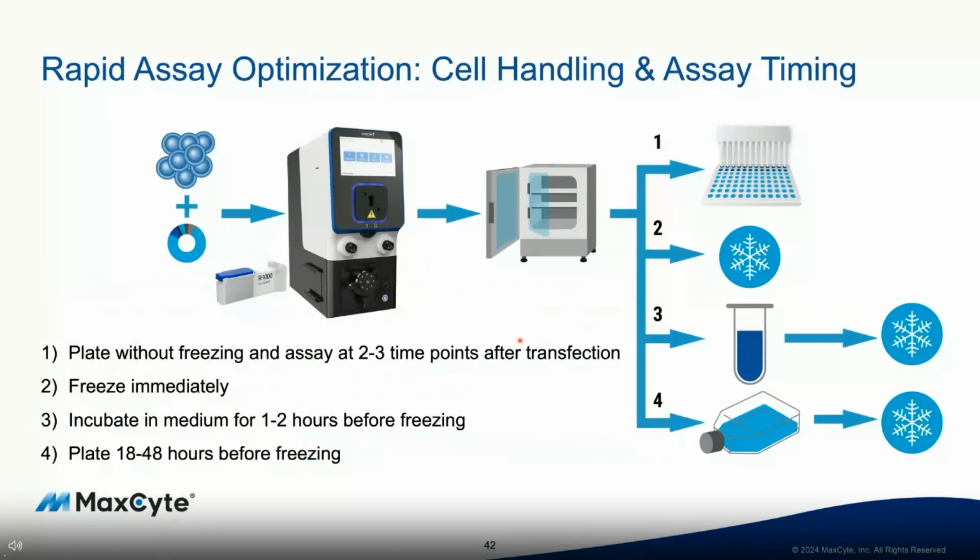Okay, so here we're looking at rapid assay optimization with assay-ready cells. So you have the option after MaxCyte electroporation to either plate the cells without freezing and analyze, perhaps screening at 2 or 3 different time points, or you can freeze the cells after electroporation. You can freeze them either immediately after or 1 to 2 hours after electroporation, or even culture the cells for up to 48 hours before freezing them.